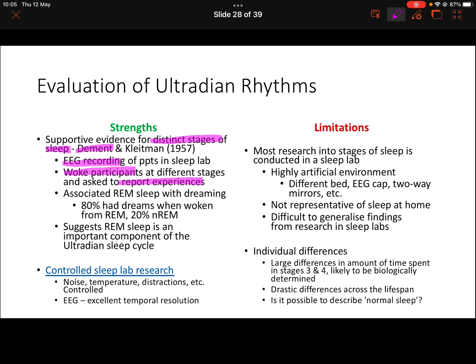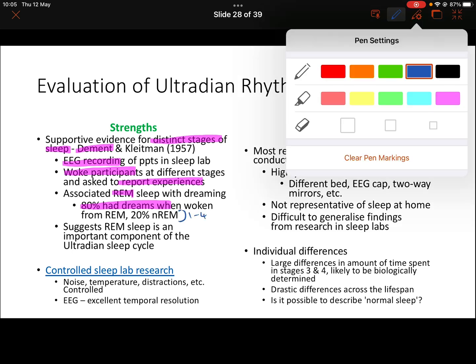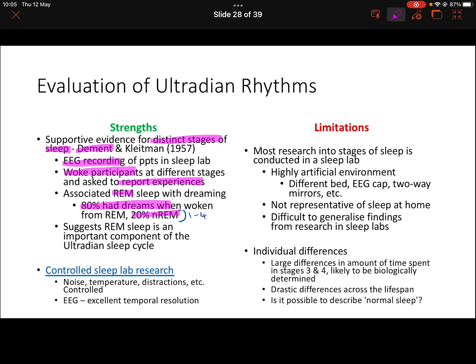When they woke them during REM sleep, when they were displaying beta-like waves, they found that 80% had dreams. When woken in non-REM sleep, this is stages 1 to 4, only 20% of the time they reported dreaming. So this suggests that REM sleep is an important part of this cycle, and it means that we can identify it through EEG recordings.